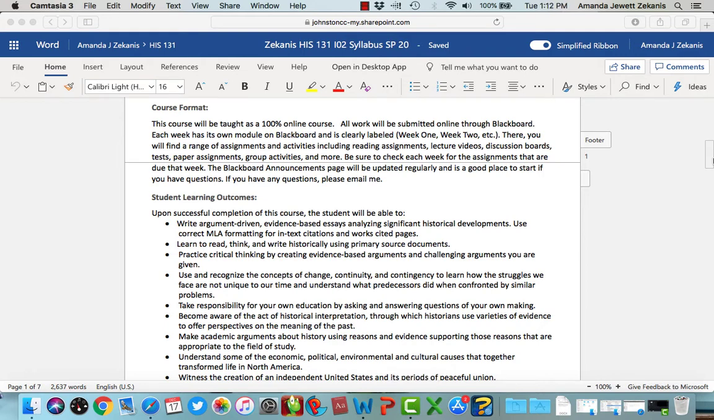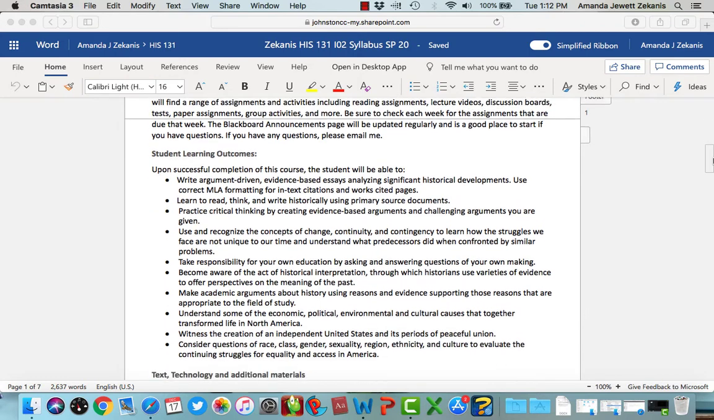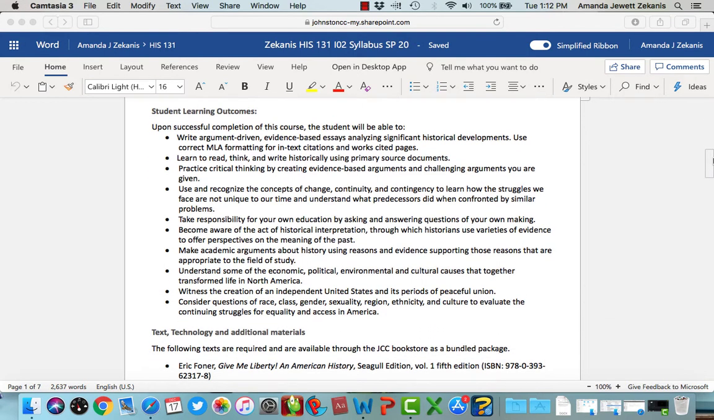So, we've also got some student learning outcomes, because there should be outcomes for your learning. I'm not going to read all of these to you because you can all read, but some of the high notes here. You're going to write argument-driven, evidence-based essays, analyzing significant historical developments. You'll be using MLA formatting. You are allowed to use Chicago, which is the history discipline formatting style, but I do not, nor can I, require it. Chicago is footnotes, so I enjoy it, but it's entirely up to you. MLA is perfectly fine. And that is the official format for our essays.